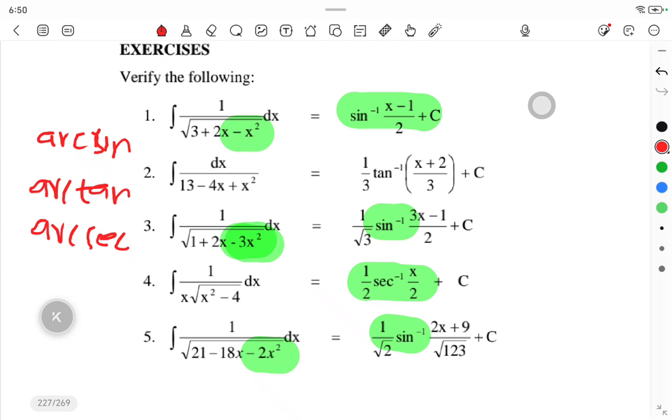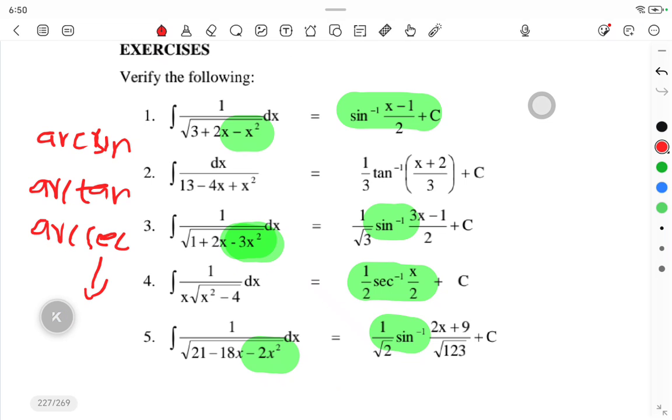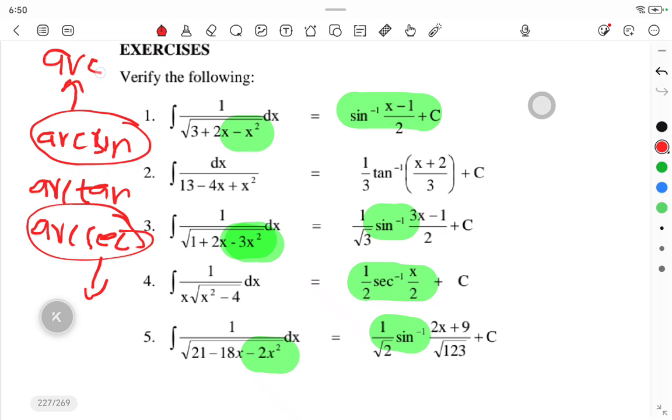You see, right? This one can give us the arc cos. This one can give us the arc cot. Then this one the arc cos. So let me just say this. If there's a negative on this one, it will give us the arc cosec, man. Not the arc cot. Arc cosec.